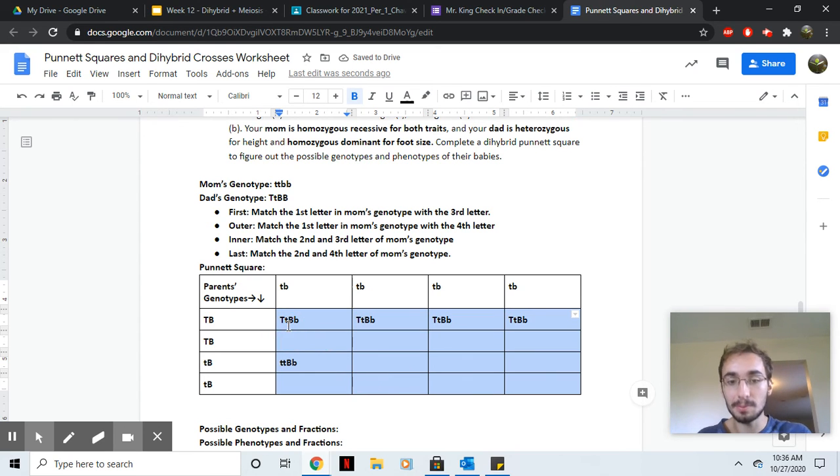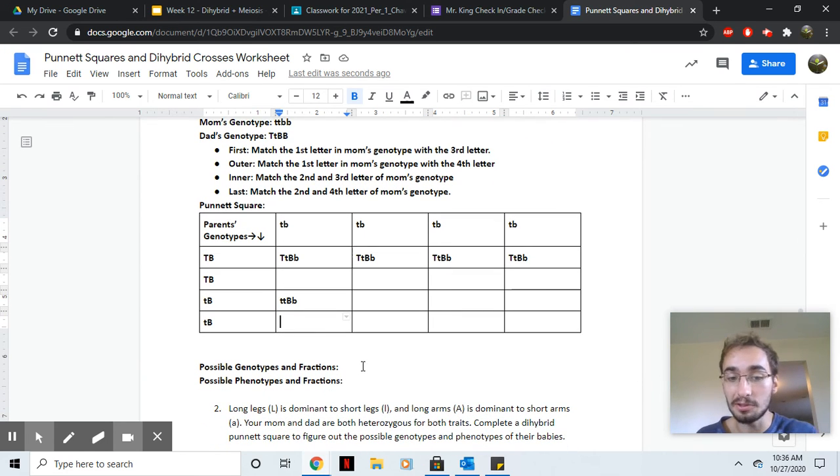So based on these rules, please fill out all 16 of those squares. And then down here, this is the most important part. You're going to figure out what are the possible genotypes and the fractions for each. So determine how many of the kids have big T, little t, and big B, little b. How many of the kids actually got this genotype? So it should be somewhere around 8 out of 16. And then how many of the kids got 2 little t's and one big B, one little b? How many of the kids got that?